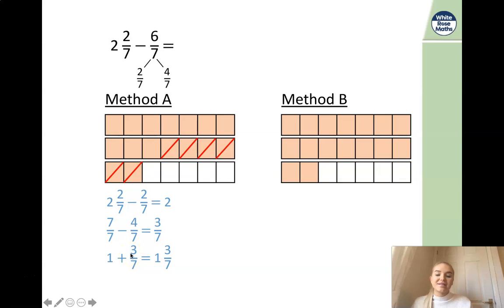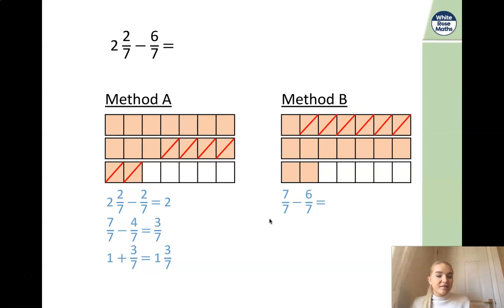And then I can see that I have got 1 whole add 3/7, giving me 1 whole and 3/7. Now, method B, we know we go straight into the top bar, subtracting 6/7 from 1. But what is 1 the same as in this circumstance? That's right, it's the same as 7/7.